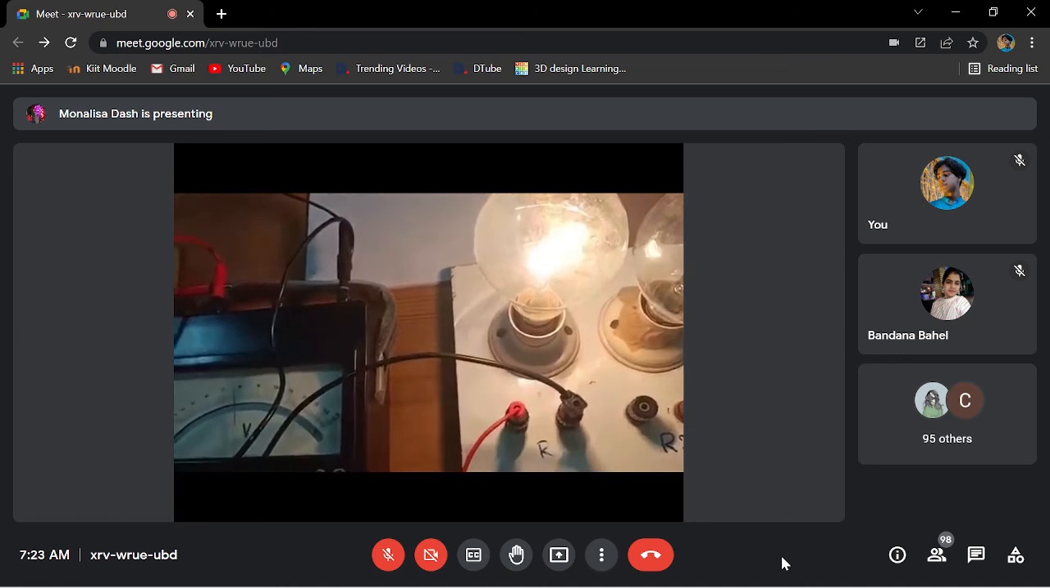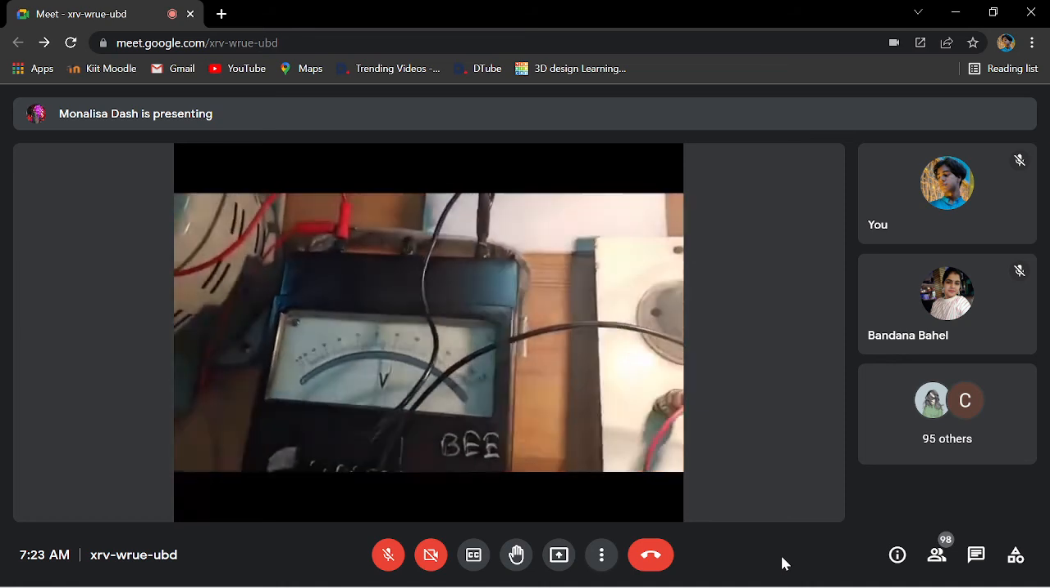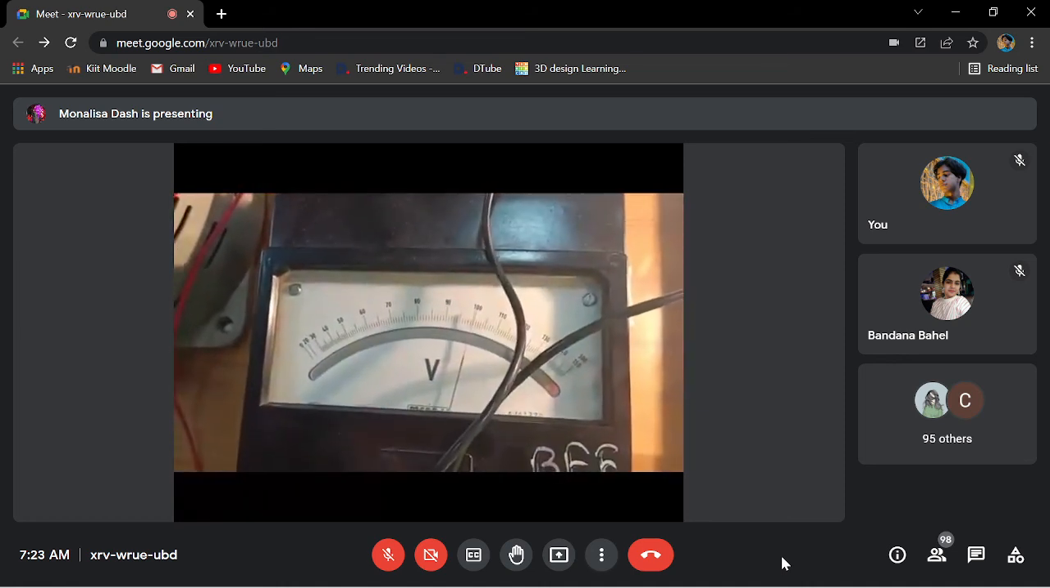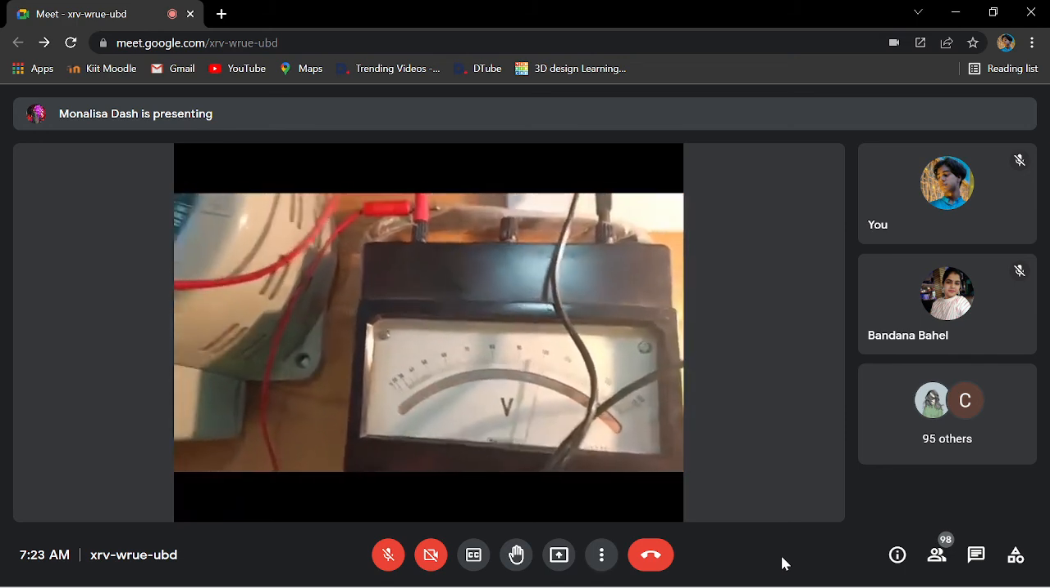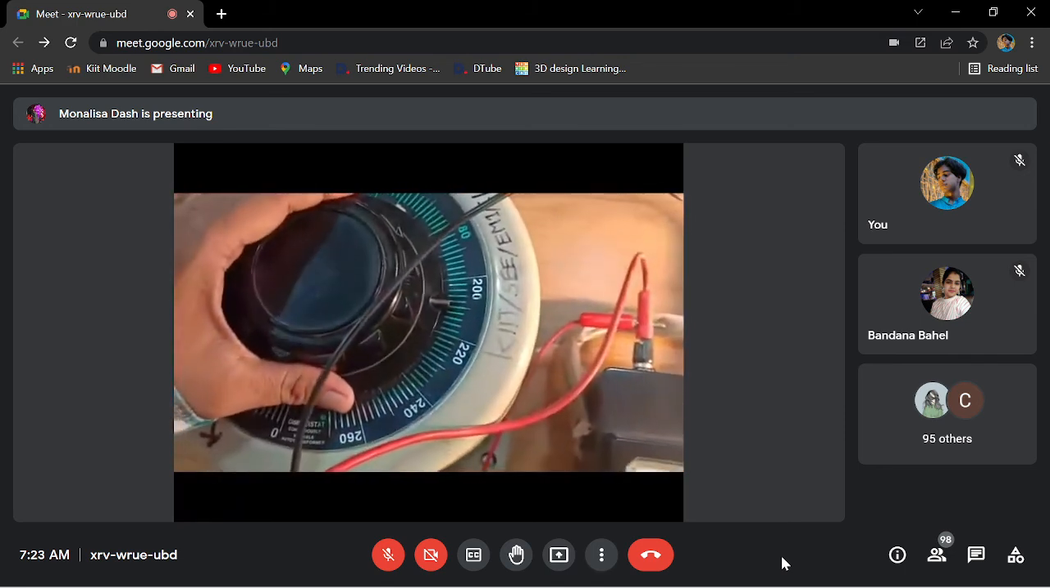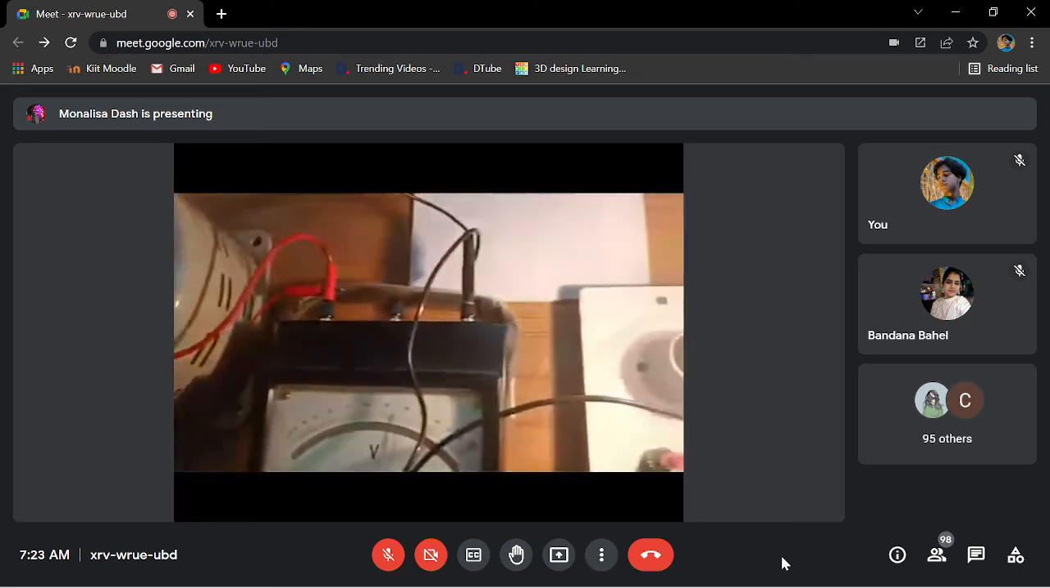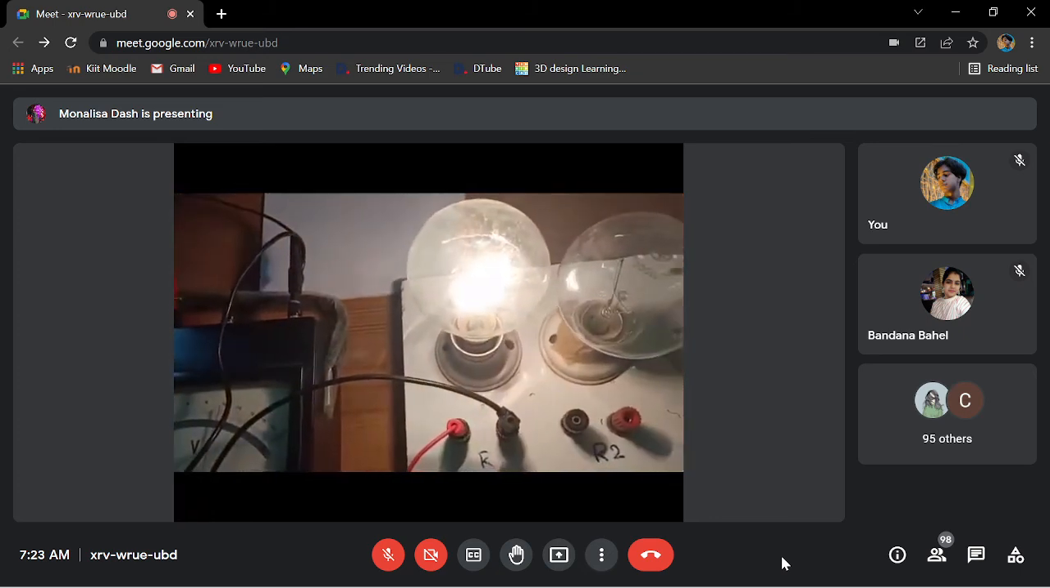And if I increase up to 100, that means I am giving 200 volt, then at 200 volt the lamp glows much higher than the previous one. Okay.